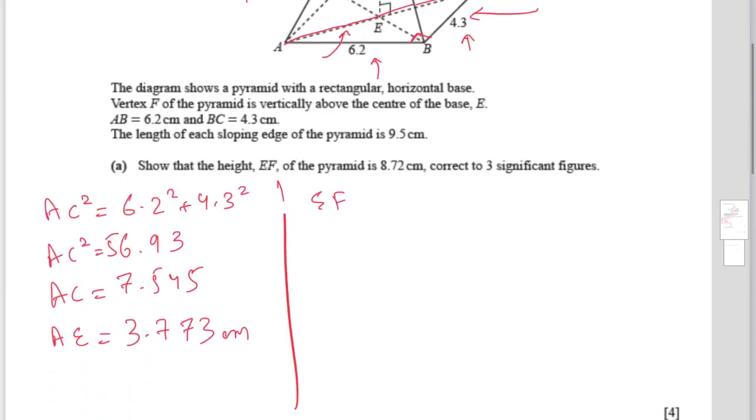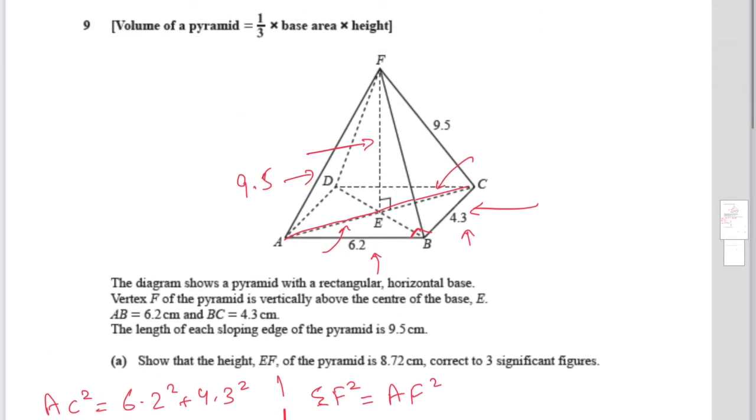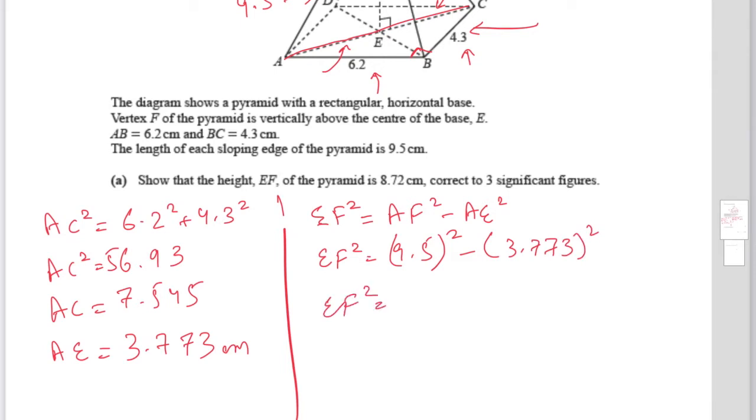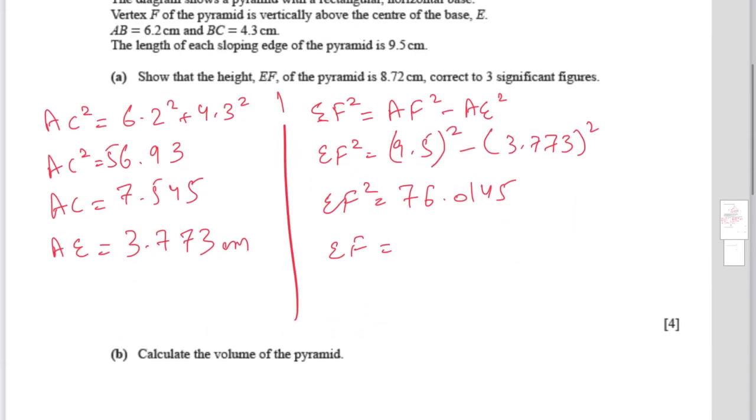So EF squared is equal to AF squared, which is the hypotenuse of this triangle, AF squared minus AE squared. So EF squared is equal to 9.5 squared minus 3.773 squared. Let's plug this in: 9.5 squared minus 3.773 squared comes out to be 76.0145. So EF, if you square root this, comes out to be 8.72 centimeters, which is your answer.